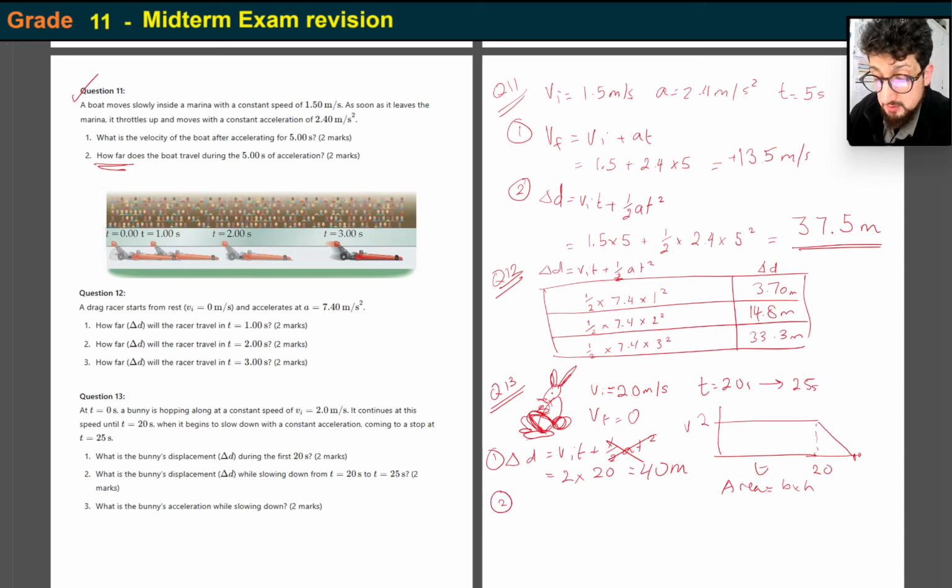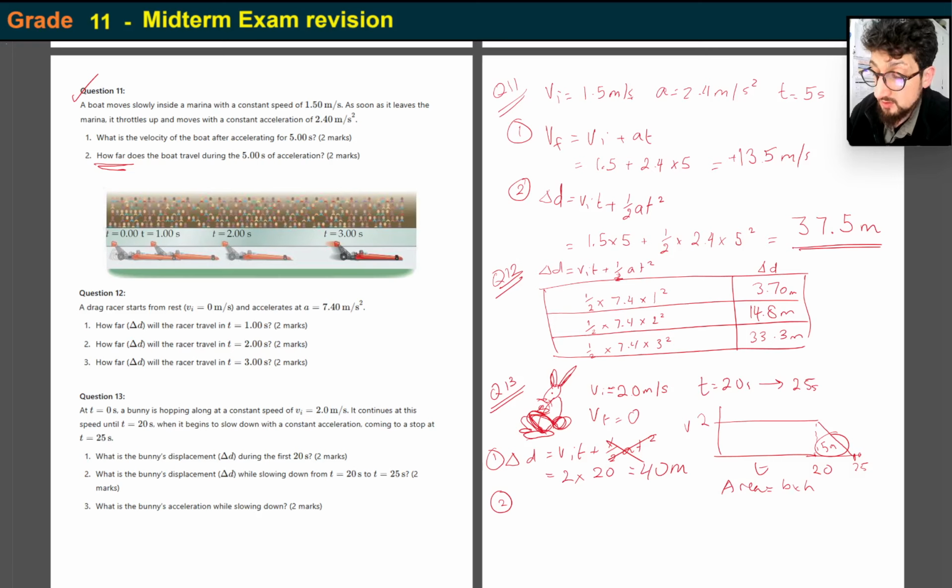What is the bunny's displacement while slowing down from 20 to 25? Well, once again, you can do it both ways. You can use half base times height, which would be half of 2.5 times 2, which is 5. So there's the displacement. We've already worked it out.